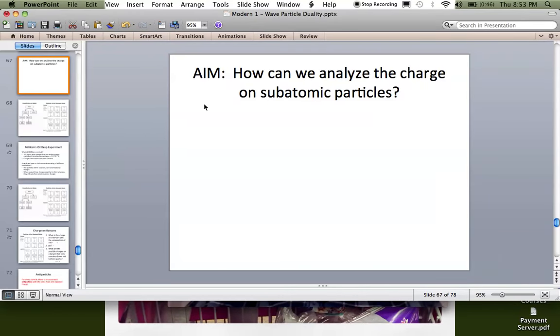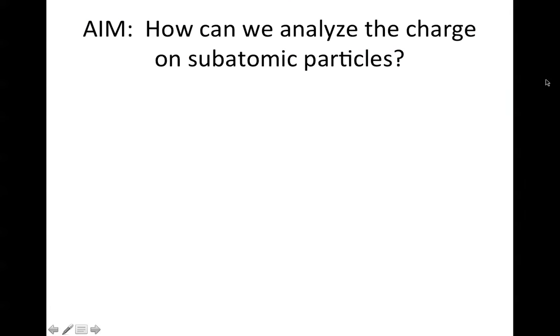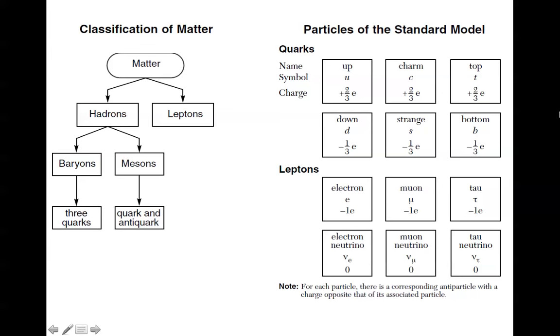Our goal for today is to analyze the charges on a subatomic particle. And so the chart that we're going to see is this one, and as you can tell there's a lot going on in the chart. So tomorrow we're going to do a larger activity to understand the classification of matter chart on your left. We're just briefly going to look at it tonight, and our focus today or during the video is going to be the particles of the Standard Model, the different quarks and leptons and their charges. Specifically tonight we're going to look at the quarks.